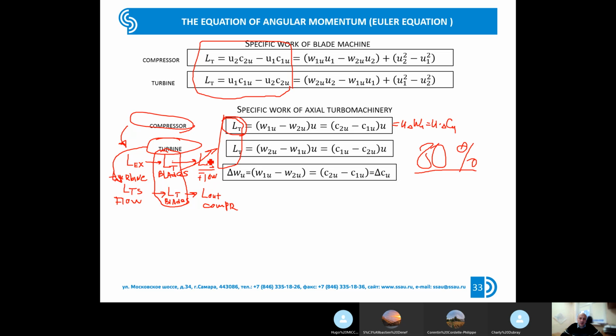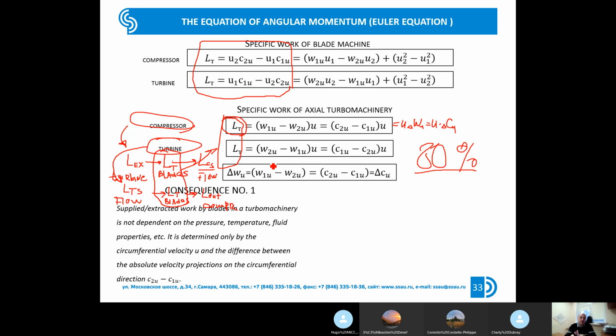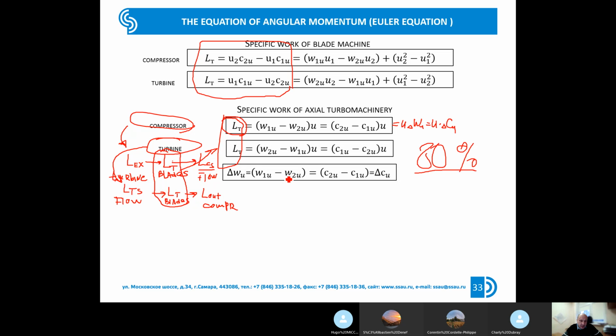It's really very interesting, because very often not only students, sometimes engineers think that the work which you extract from the flow by the blades will depend on such parameters. In reality, if we look carefully at this equation, the specific work depends only on two things: the circumferential velocity and the difference of circumferential projections of velocities. It's only two things. Of course, maybe it looks strange.